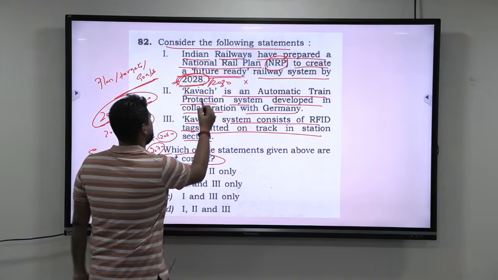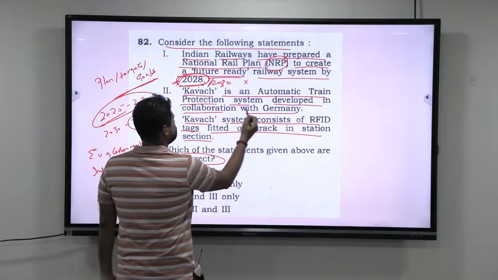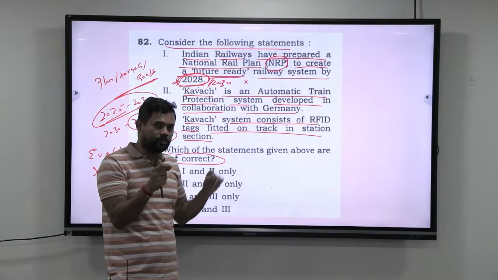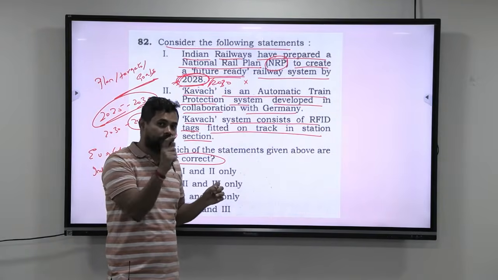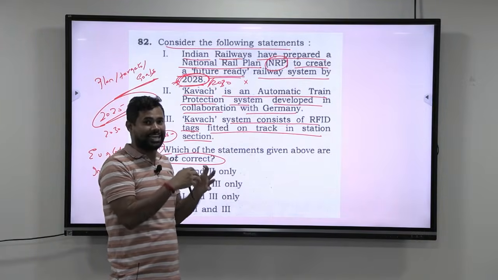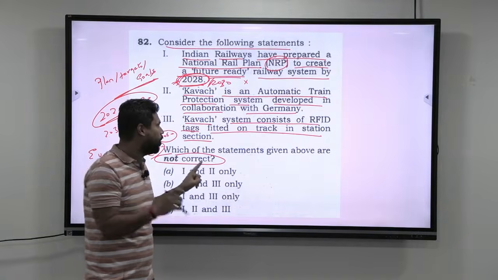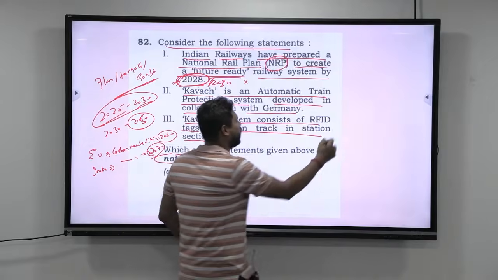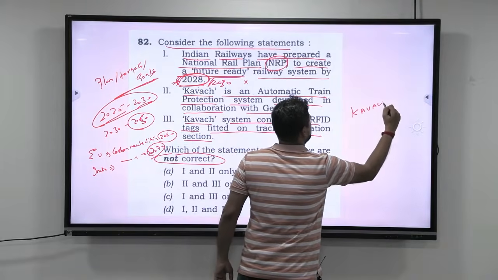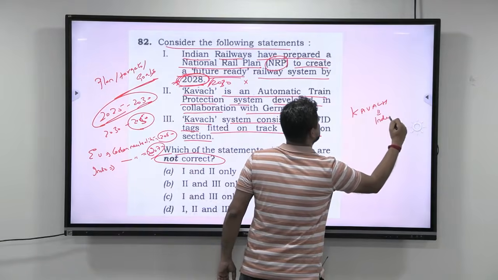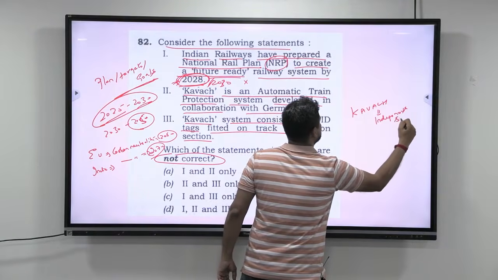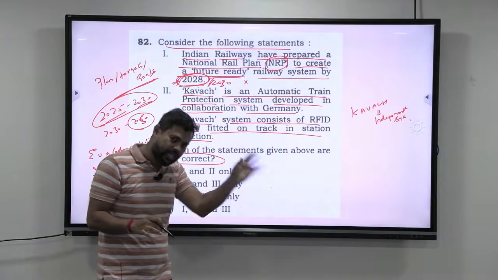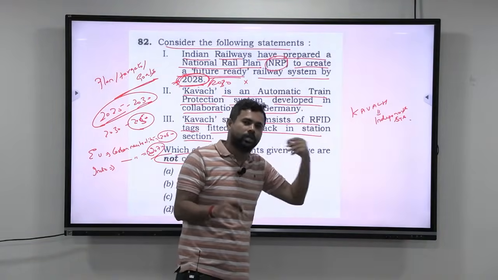Now look at this. Kavach is an automatic train protection system developed in collaboration with Germany. This Kavach was in the news because in that year there was a rail accident and the Kavach did not work. So there was a lot of news on Kavach. If you have read even one magazine of current affairs, you will know that Kavach is an indigenous system. So with that, we understand that the second statement is wrong. But let us say that you had not read that.